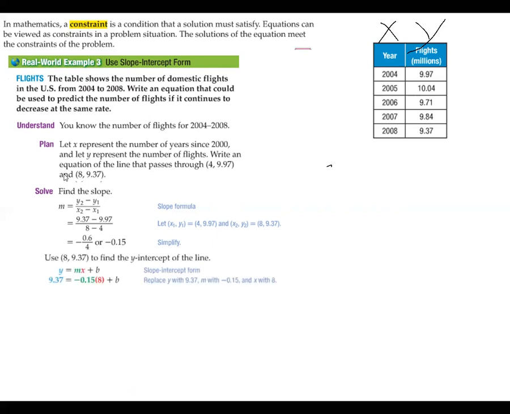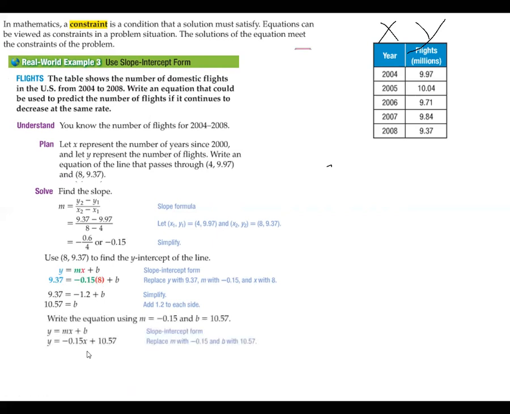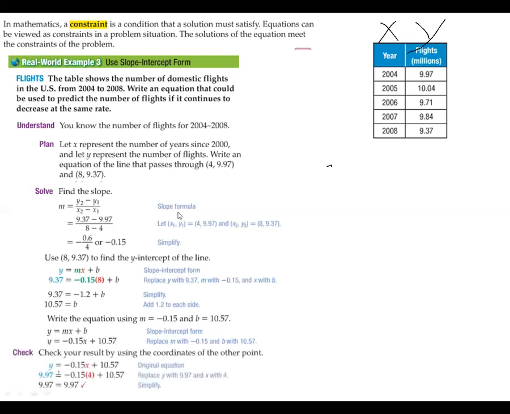We're going to use the second point to find the y-intercept. So slope-intercept form, plug in the x and y value from the point, the slope that we just found. Simplify, so multiply this. Add 1.2 to both sides, and you get b. So here's the equation of the line, which is y equals negative 0.15x plus 10.57. Okay, so that's the equation of the line.